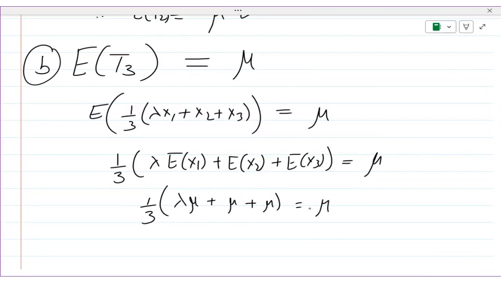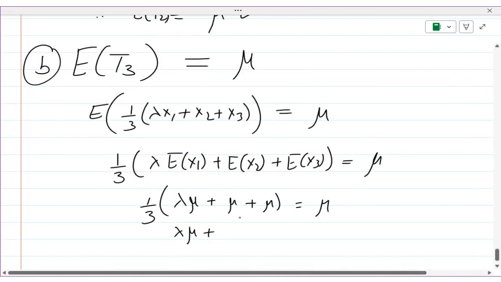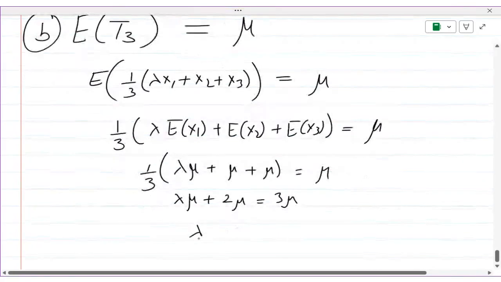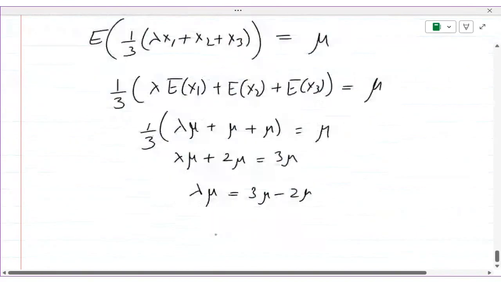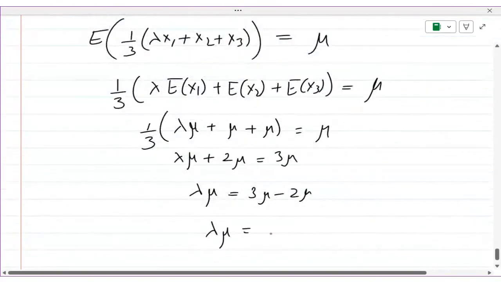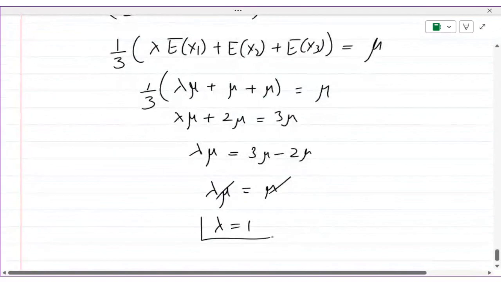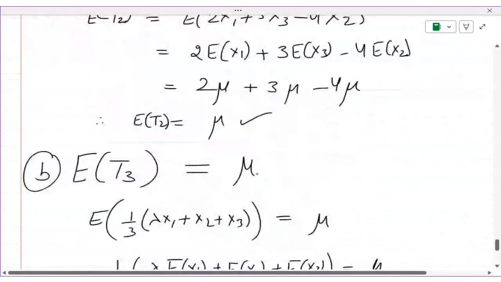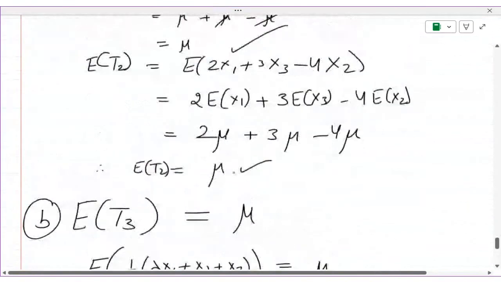So now you will send this 3 mu on other side. You will get lambda mu plus 2 mu equal to 3 mu. So now this lambda mu is equal to 3 mu minus 2 mu. So lambda mu is equal to mu. Mu cancels out. So we'll get lambda is equal to 1. So if T3 is unbiased, then lambda should be 1. Yes, correct. Okay, so this is the correct answer.